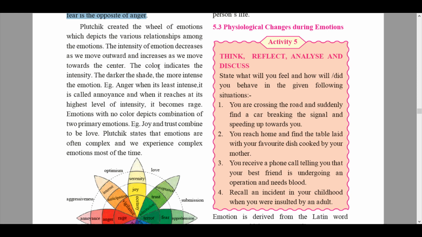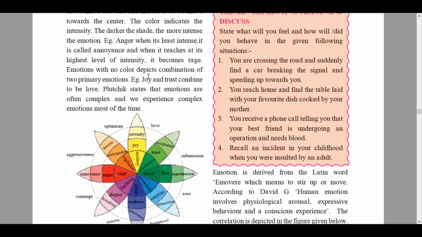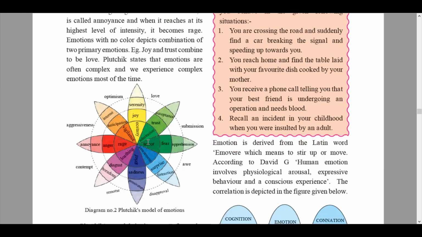Example, anger when it is least intense is called annoyance, and when it reaches its highest level of intensity, it becomes rage. So where is our anger? Yeah, so see, anger is here in the middle part where our primary emotions are. Then we move forward to our different levels. The extreme, with the darker shade, is rage, and then we have annoyance as we go outwards. So these are different examples.